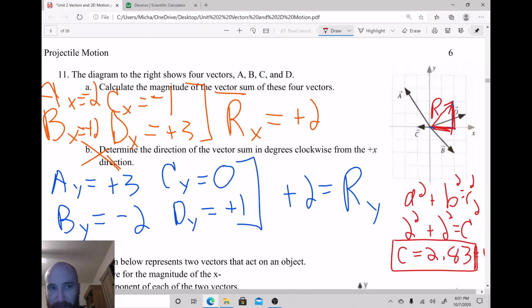So again, just to recap, what did I do? I found all the X components, I found all the Y components, I did those separately, then combined at the end.